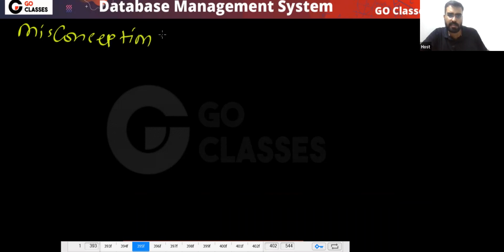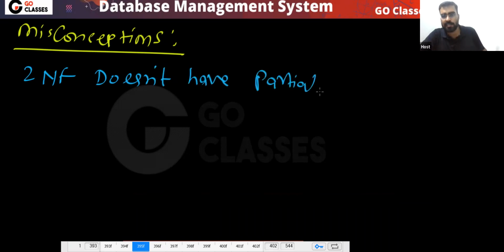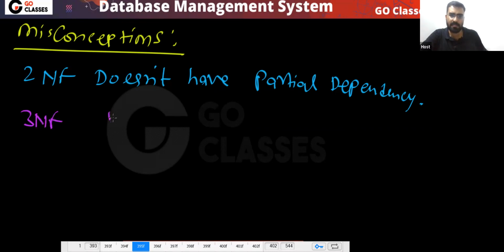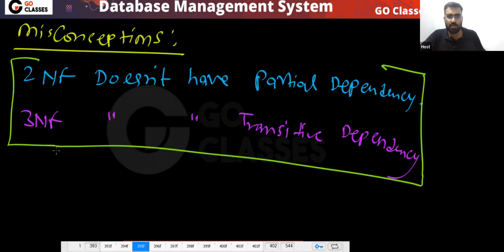Now I am going to take some really nice GATE questions. These are the misconceptions: that 2NF doesn't have partial dependency, and that 3NF doesn't have transitive dependency. These are wrong. Is this clear? Now you might be thinking, but let me tell you, these are wrong.